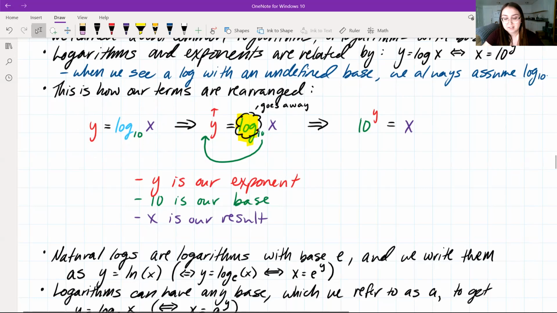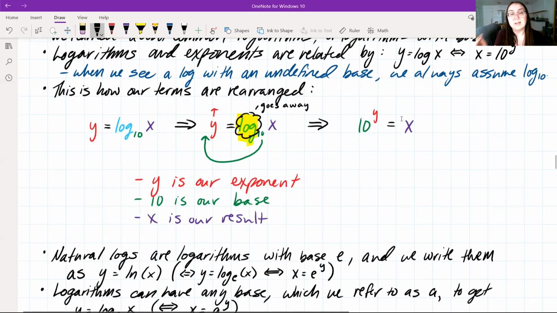Then our base 10 here is going to become our base when we have an exponent, so we bring that to the other side of our equation. The original y that we had written gets raised up into an exponent, and our x just gets to stay on that side with nothing affecting it. This ends up becoming 10 to the power of y is equal to x. So that's how we rewrite it.